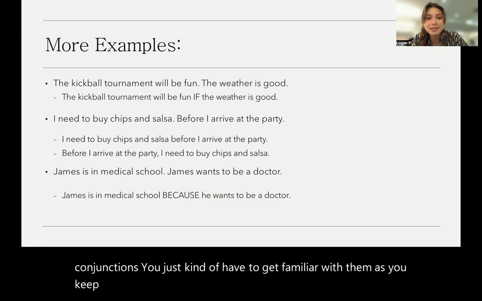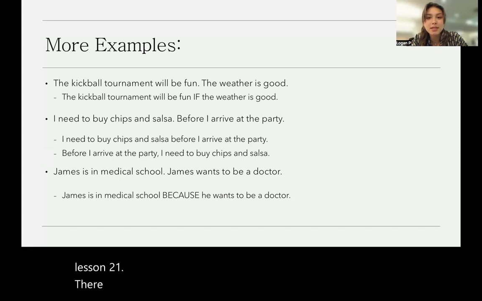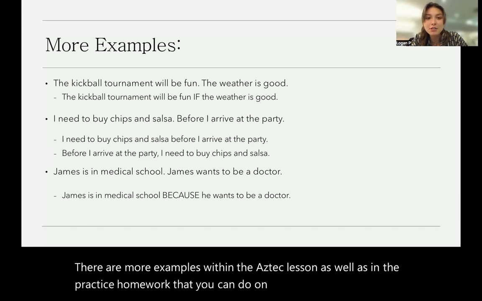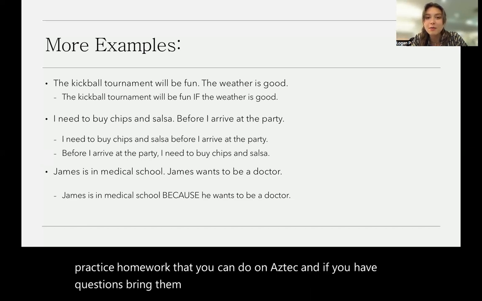So make sure to check out your Aztec. This is lesson 21. There are more examples within the Aztec lesson as well as in the practice homework that you can do on Aztec. And if you have questions, bring them in to me or Mr. Phillip, and we'll get those cleared up and we'll just keep on practicing.